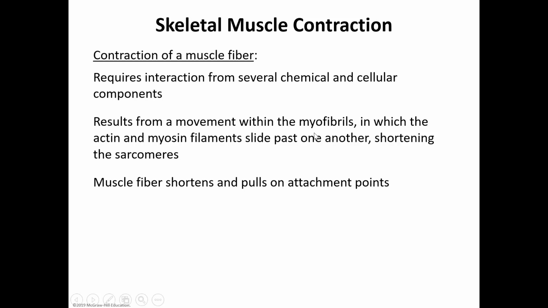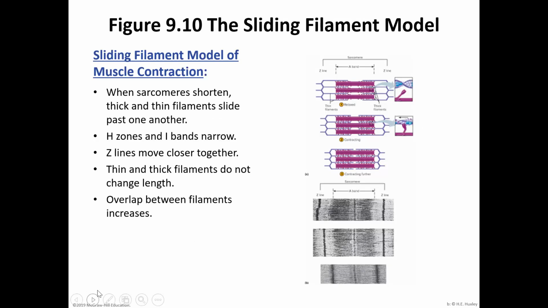So it results from the movement inside the myofibril. The myosin head group grabs the actin, pulls on it. Actin and myosin filaments slide past one another, shortening the sarcomeres. That's the kicker here, shortening the sarcomeres. The muscle fiber shortens and pulls on the attachment points. That's how it works. So if you get 1 million, 10 million, 100 million, I don't know how many sarcomeres you need to contract all together to pull on the ends of the muscles to make those ends pull closer together, that is a muscle contraction. That's what it is by definition. That whole process has a name. That process is called the sliding filament model.